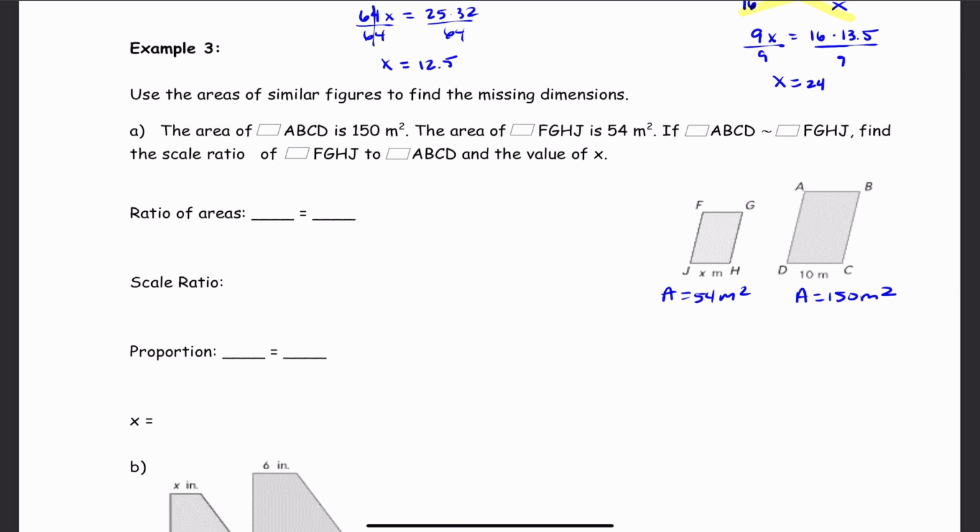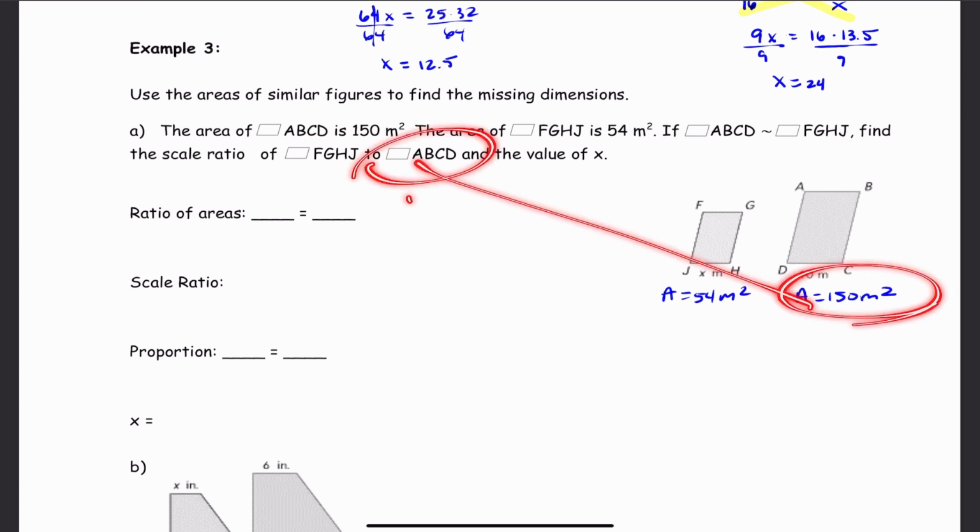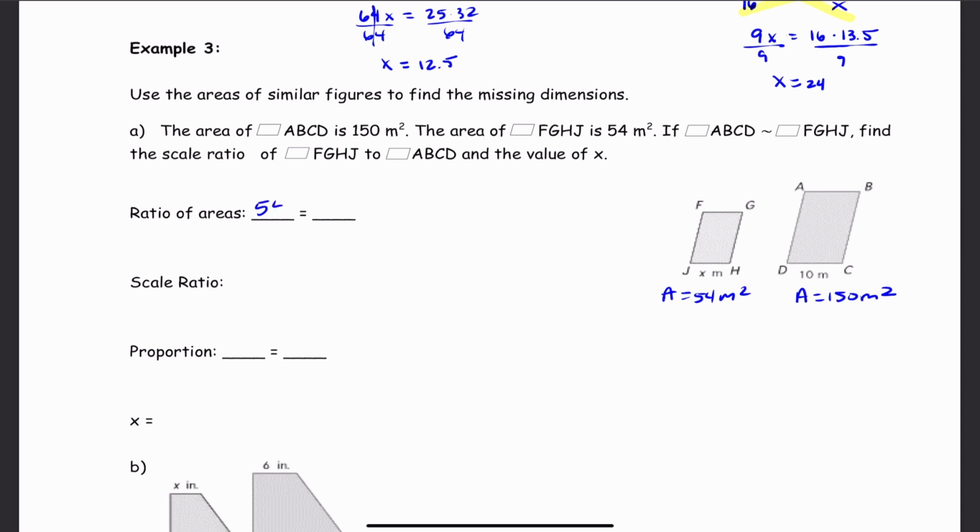scale ratio of parallelogram FGHJ to parallelogram ABCD and the value of x. So what I need to do is, let's find the ratio of the areas. So I'm going from this to this. So find the ratio of the areas from this to this. So it's 54 to 150. Okay, so it's 54 to 150.